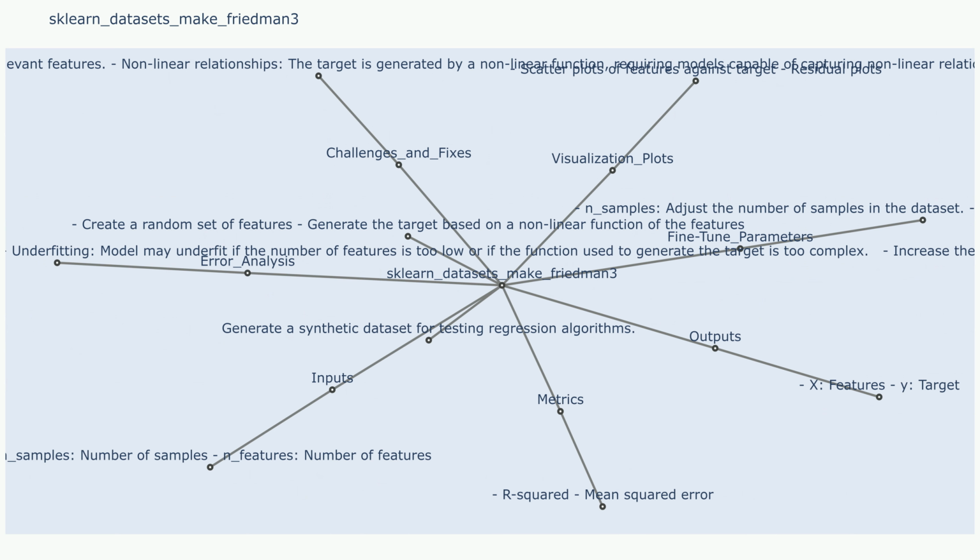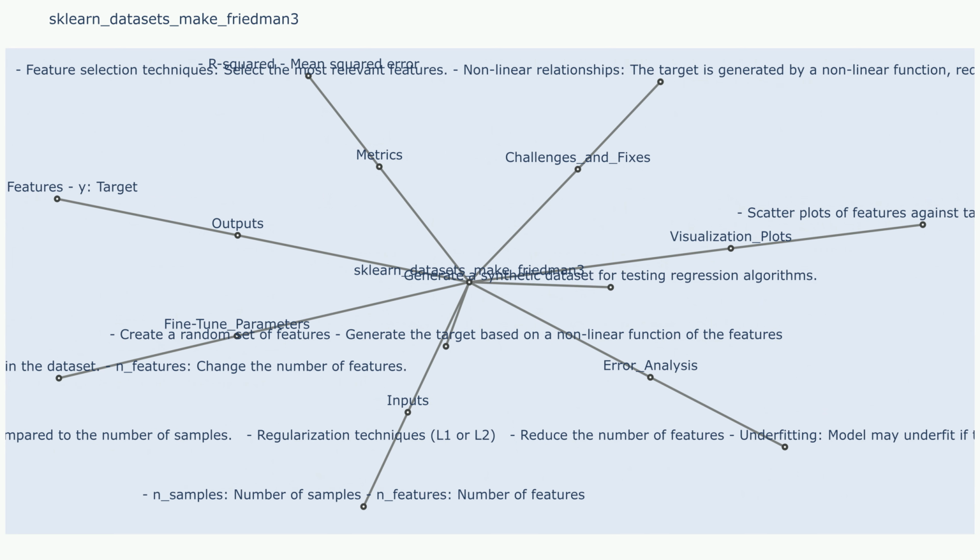R-squared (R2) is a common metric used to assess the goodness of fit of a regression model. It measures the proportion of the variance in the target variable that is explained by the model. A higher R2 score indicates a better fit.